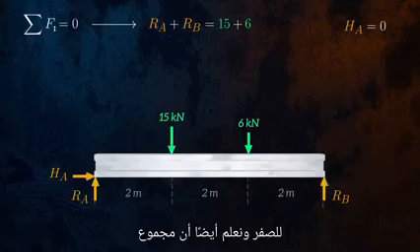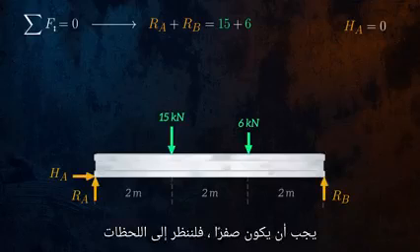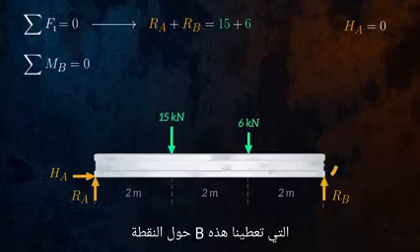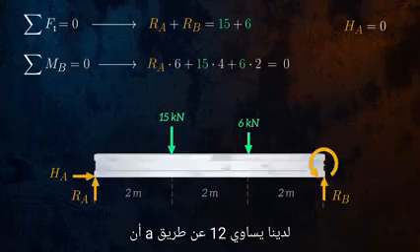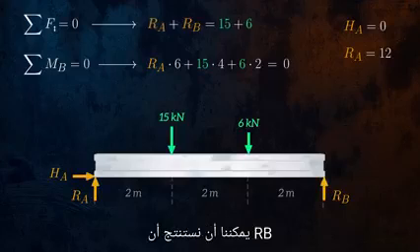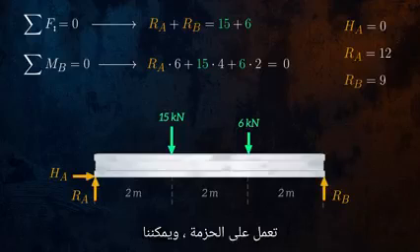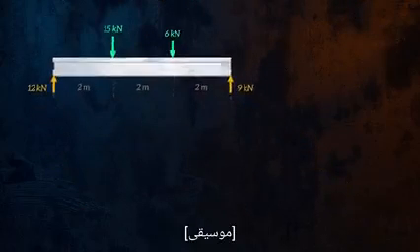We also know that the sum of the moments about any point along our beam must be 0. Let's consider the moments about point B. That gives us this equation, which we can solve to determine that RA is equal to 12. By substituting RA into the previous equation, we can deduce that RB is equal to 9. Now that all of the external loads acting on the beam are defined, we can draw the shear force and bending moment diagrams.